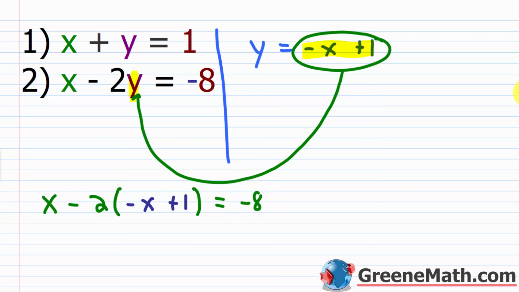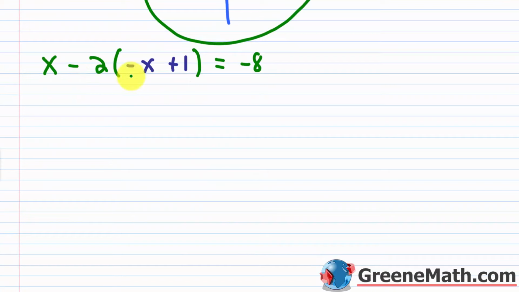So let me scroll down and I'll come back up. You see that we only have one variable now. We only have x involved, okay? So we have x, and then I'm going to distribute this -2 to each term inside the parentheses. -2 times -x is going to be +2x. -2 times 1 is going to be -2. This equals -8. Okay, so combine like terms, x + 2x is 3x.